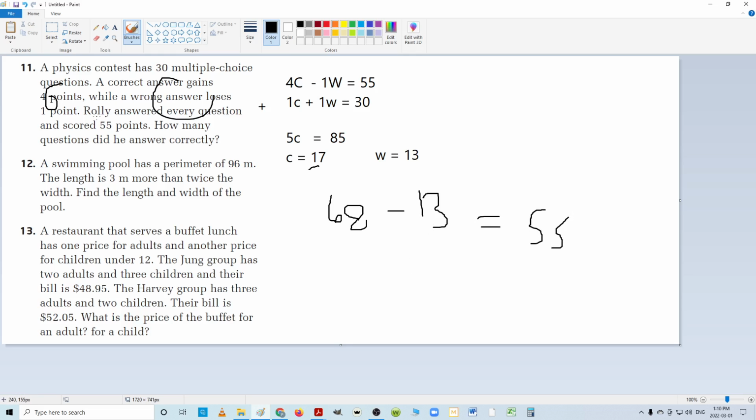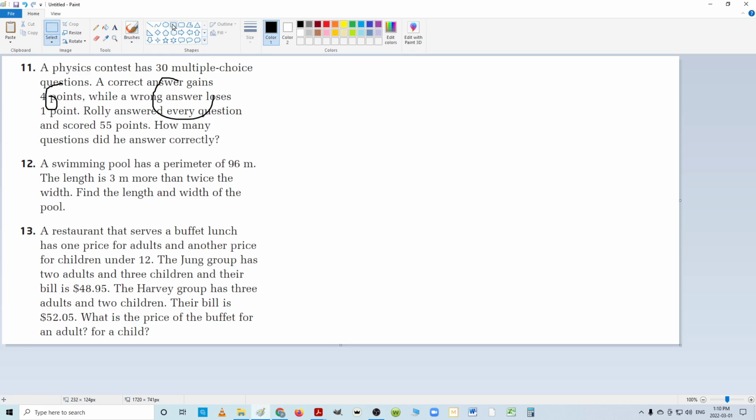And it does, because that's what he scored. So we know we've chosen the correct ones. A swimming pool is a rectangle, isn't it? So always draw, especially if you have an imagination. Always draw. What does perimeter mean?